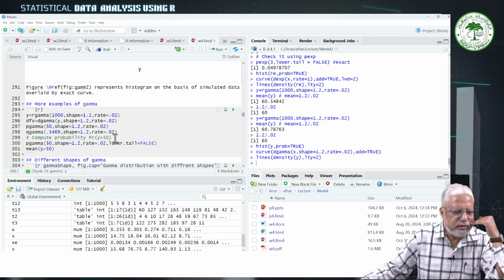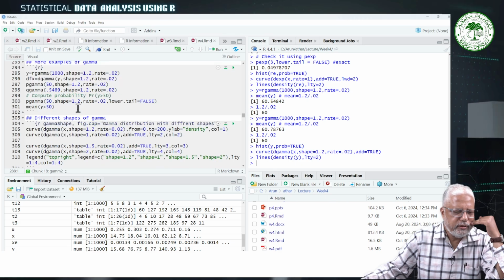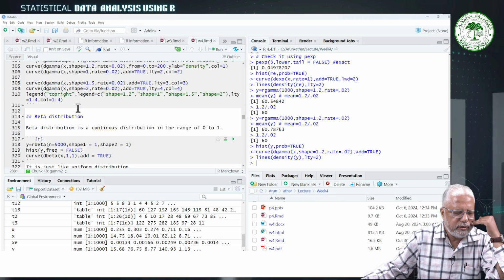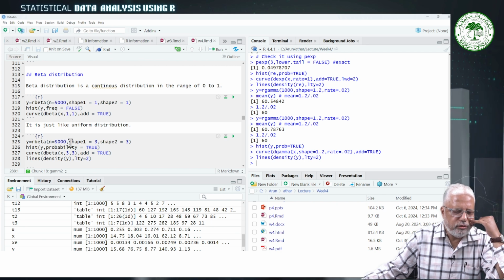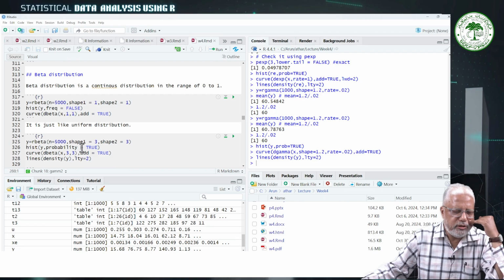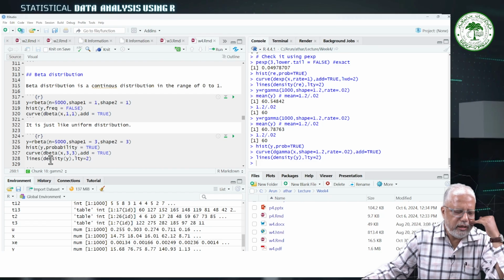More examples on gamma, but here we are not adding. Here also we are not adding. Beta distribution also we are not. Here rbeta, 5000 observations are simulated from beta with shape 1 is equal to 3, shape 2 is equal to 3. Then histogram on the basis of probability, and then curve dbeta x 3, add is equal to true, and then with lines we are adding the density curve on this distribution.